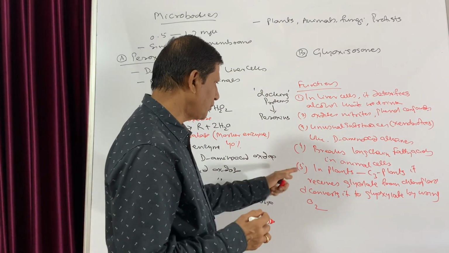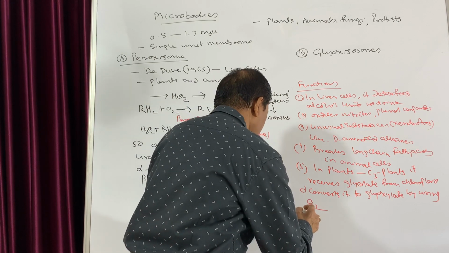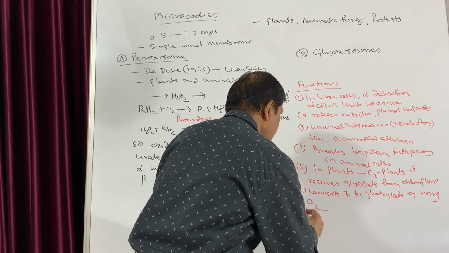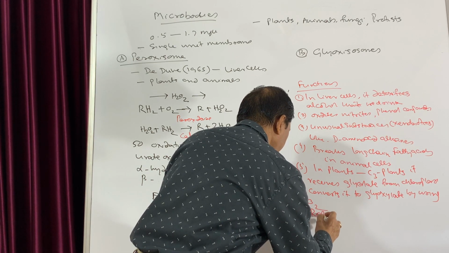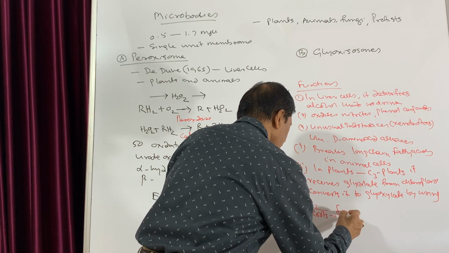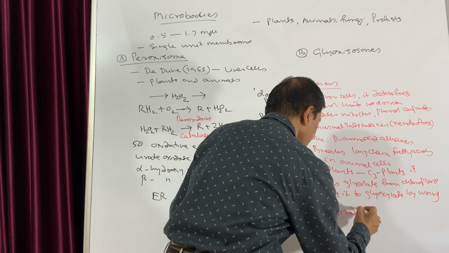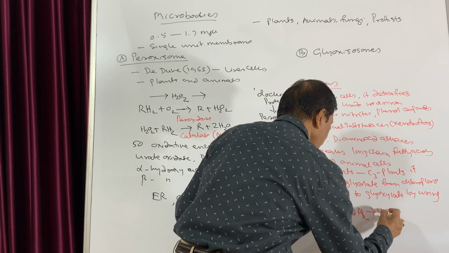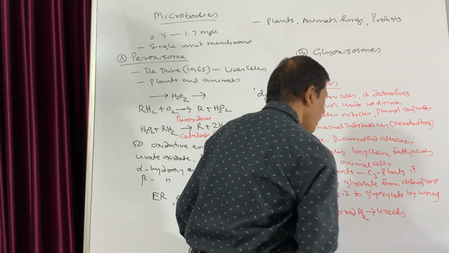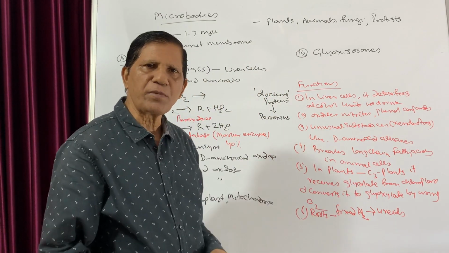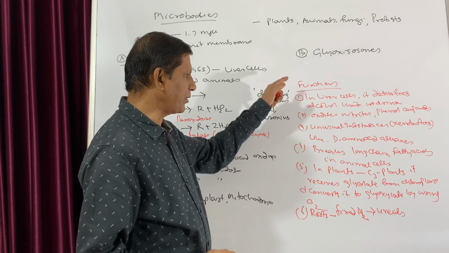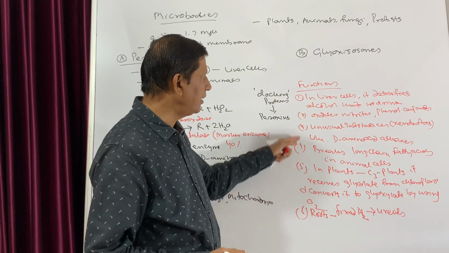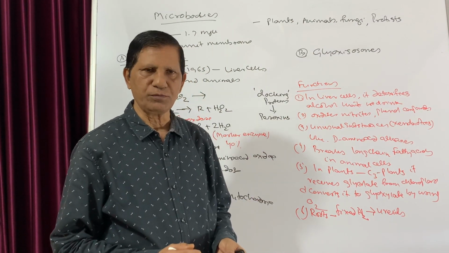In addition to this important function, there is another function in roots. The fixed nitrogen is converted to urates, and the nitrogen compounds are transported in the plants in the form of urates. So these are the important functions assigned to the peroxisomes.